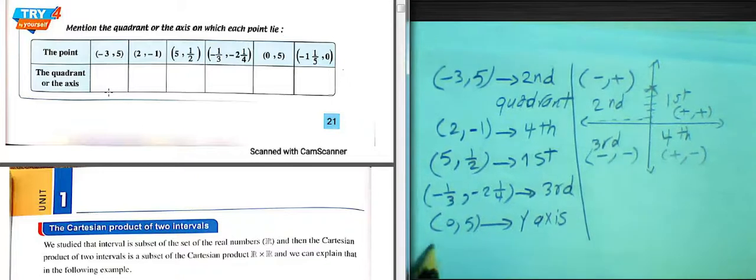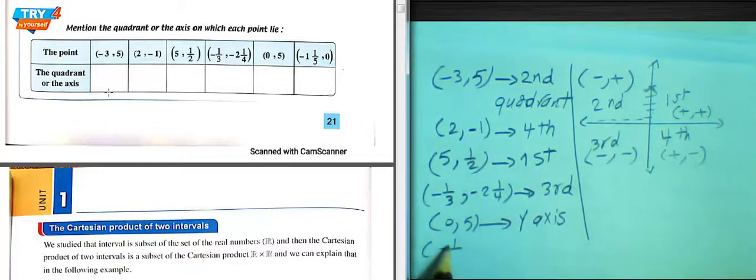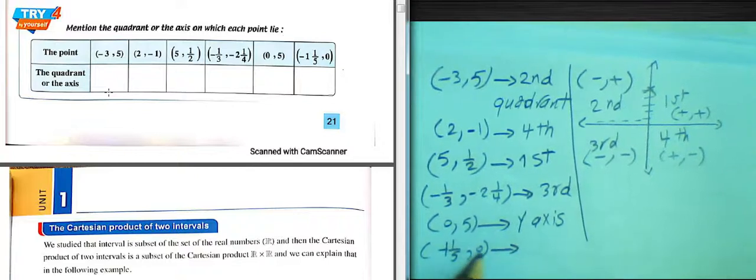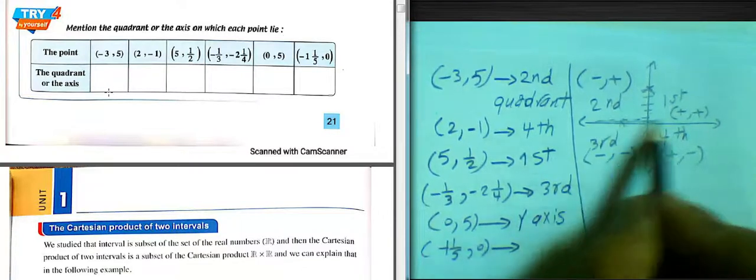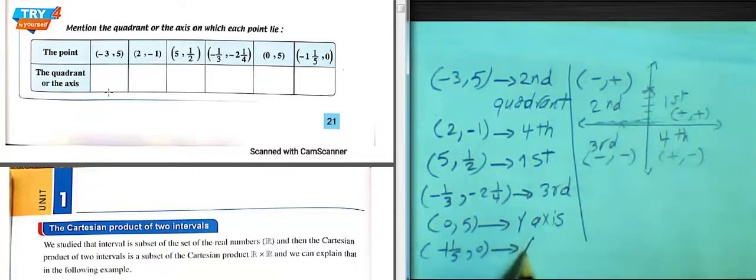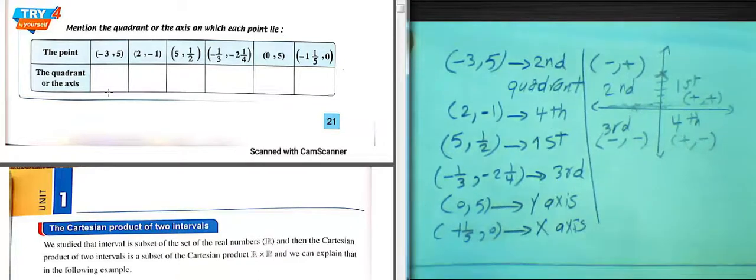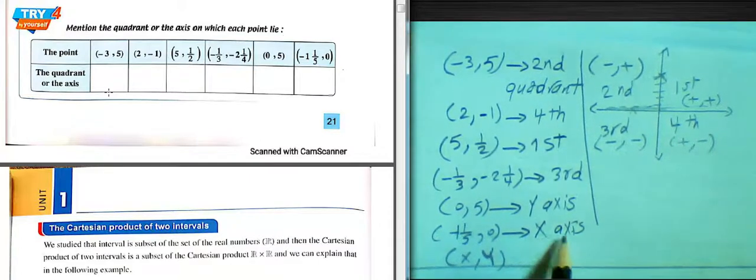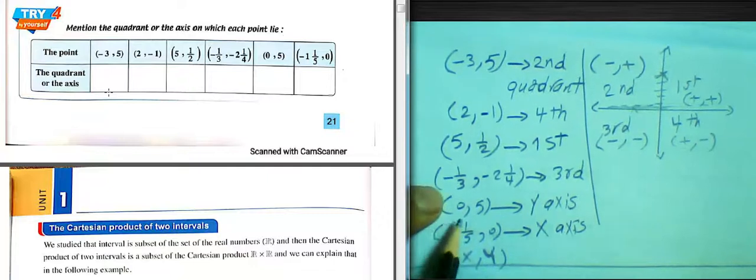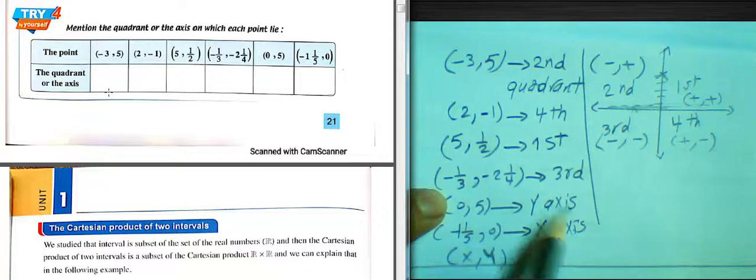And what about negative 1 and a half and 0? Look at negative 1 and a half here. It lies on the x axis. It's very easy for you. Look with me at this point x and y. If we have y equal 0, it is a point that lies on the x axis. If we have x equal 0, it is a point that lies on the y axis.